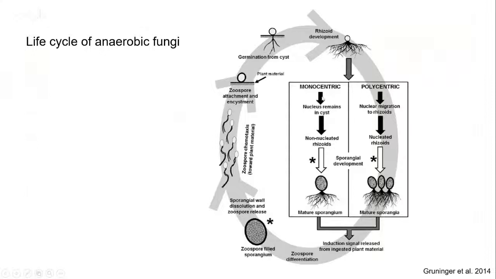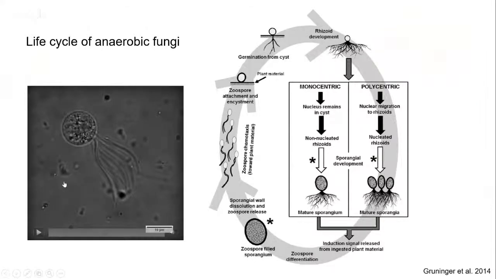For the monocentric fungi, the nucleus remains in the cyst, in the round part, and they eventually develop into a mature sporangium. Whereas for polycentric anaerobic fungi, the nuclei actually migrate to the rhizoids, and the sporangia will form multiple cysts. And once they're really matured, each one of the cysts will contain hundreds, literally over 100 to 200, of small zoospores, which will eventually be released from the sporangia as the cell wall dissolves, and that completes the life cycle.